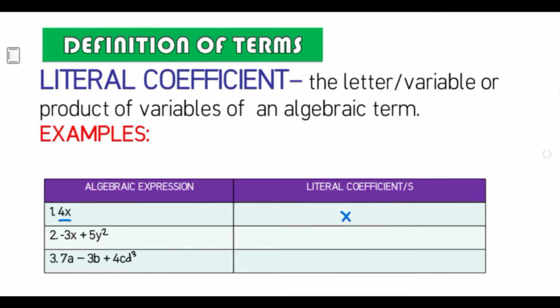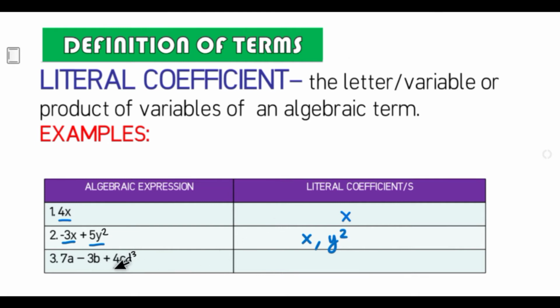Now, we have here, next, number 2. We have here negative 3x plus 5y squared. So, we have 2 terms here. Negative 3x first. Yan yung algebraic term natin yung una. So, ang kasama niyang variable or product of variables ay x. So, sulat natin dyan. And then, sa pangalawa naman is 5y squared. So, ang kasama ng number na 5 ay y squared. So, sulat natin yon, y squared. Okay? So, kokopyahin lang natin kung ano yung kasama ng number.